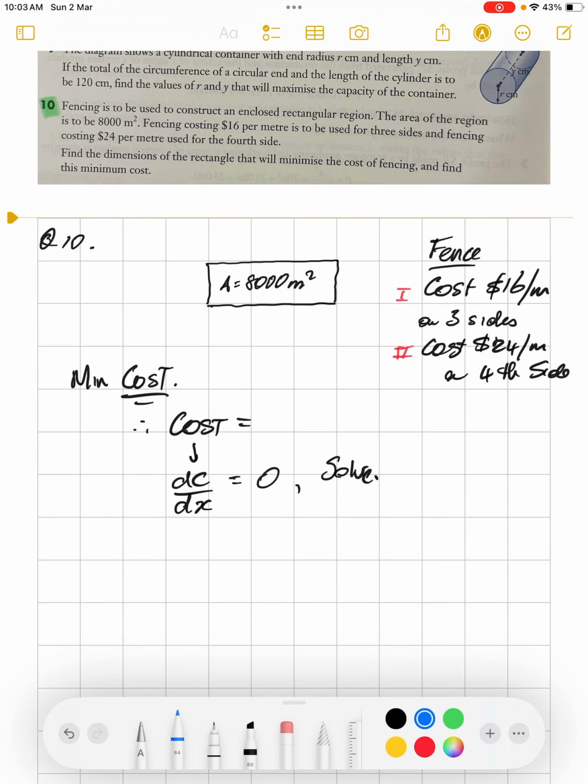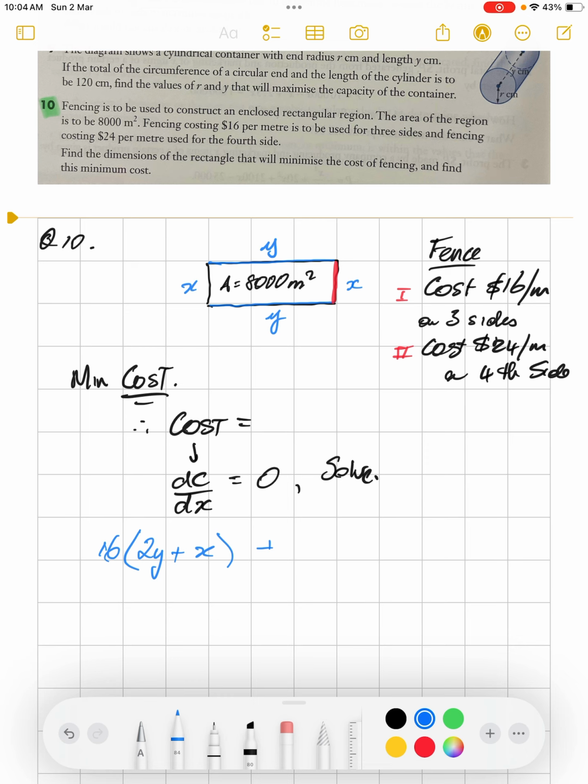What is the cost? Well, let's make three sides, side is y. Now, we don't know which side is going to be which. I would imagine that the short side would be the $24. So anyway, let's make x the 24, and we say the cost will be 2y plus 1x, multiplied by 16, and that x on there is going to be multiplied by 24. That's the cost.